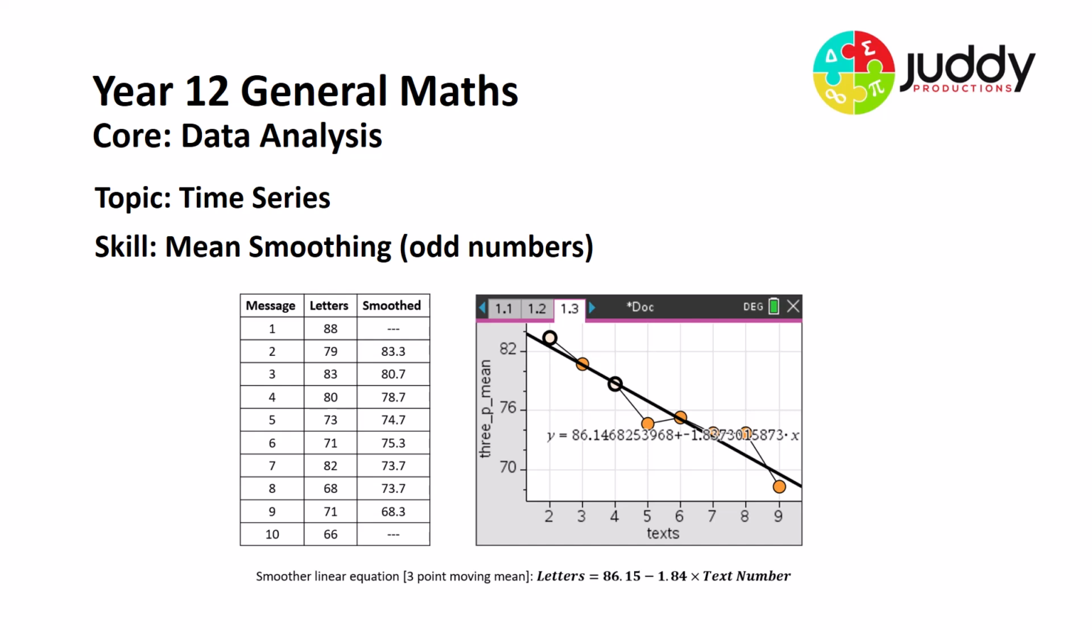We'll be looking at time series, and the skill we're looking at is mean smoothing for odd numbers. So let's jump straight into it.